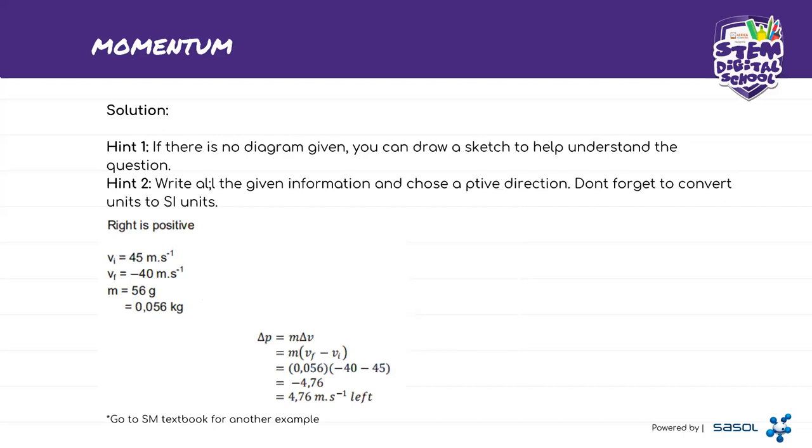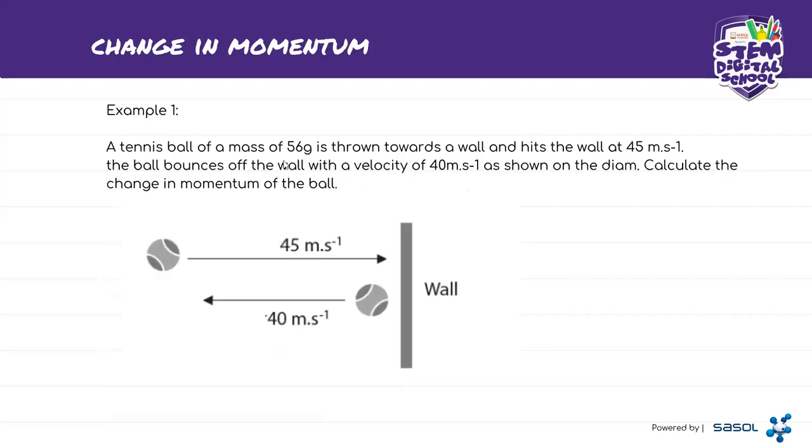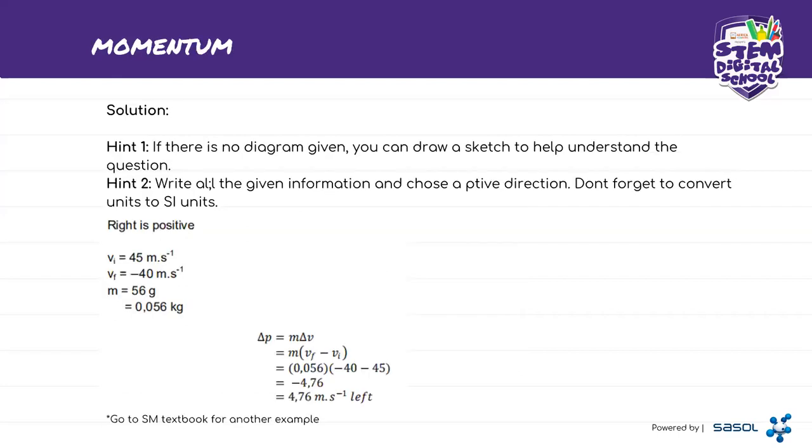So the solution, like I mentioned before, if there's no diagram given, you can draw yourself a diagram to help you understand the question. And it's always better when it's written down. So write all the given information and choose a positive direction. Don't forget to convert the units to SI units. Okay. Why are we converting in this case? Because our mass was given as 56 grams, but we know that our SI unit is kilogram. So we need to change the 56 grams to kilograms, and that's going to be 0.056 kilograms.